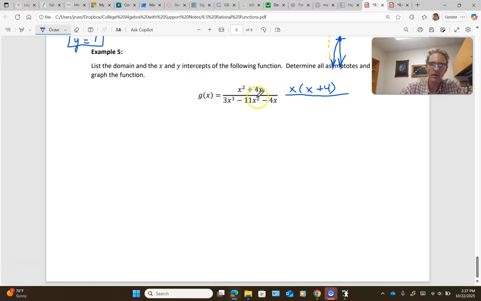Now in the denominator, this is a cubic polynomial. And I can first pull out an x because all 3 of these terms have x's. So if I were to take out an x, then I would have 3x squared minus 11x minus 4. And then I would need to try to factor this quadratic right here. Well, because there's a 3 in front of that x squared, I'm going to have to factor it using the AC method, unfortunately. Okay, so I'm going to kind of come over here to do this.